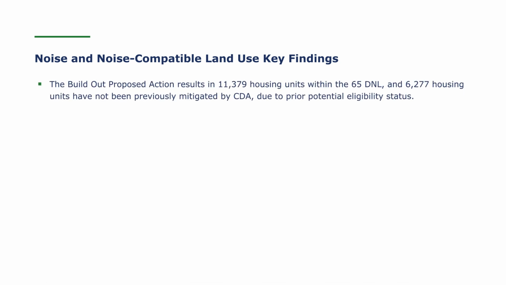The analysis determined that there are 11,379 housing units, which are one type of noise-sensitive land use, within the 65 DNL noise contour, and 6,277 of those units have not been previously mitigated by CDA due to current sound insulation program construction activity status, lack of response to offers for sound insulation, and eligibility status in the ongoing residential sound insulation program.